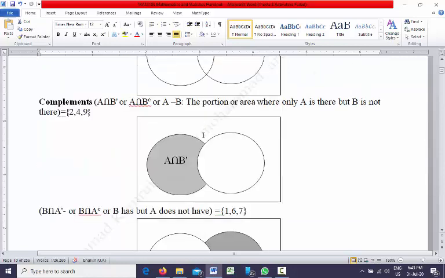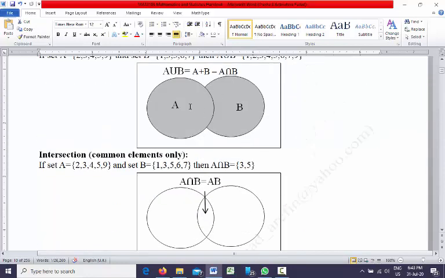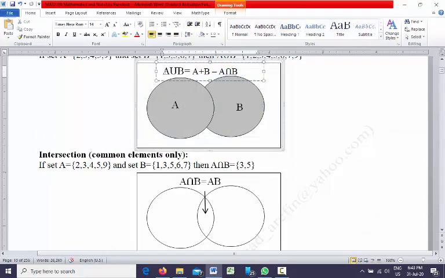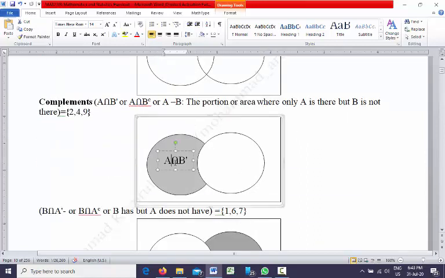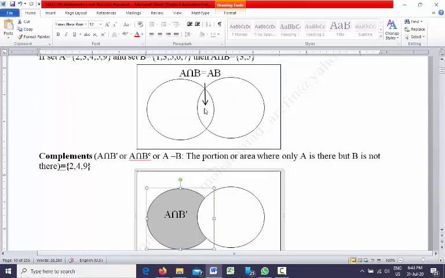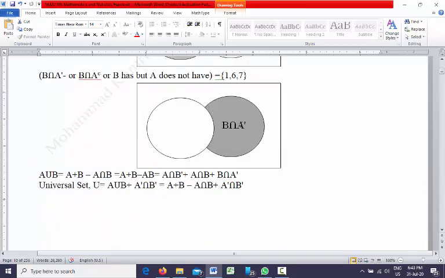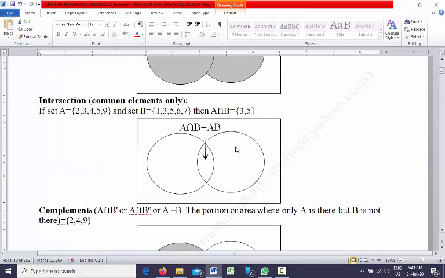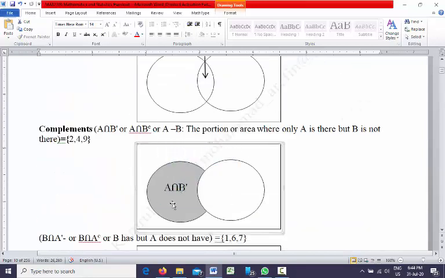And you can also consider the area where both parts are there, AB. So I'm saying again, if you want to find out the total area covered by these two circles, that is A union B, the formula of A union B, what you can do is add the area where only A is there, then add the area where both AB is there, and then also add the area where only B is there. So first we will add the area where only A is there, that is A intersection B prime.